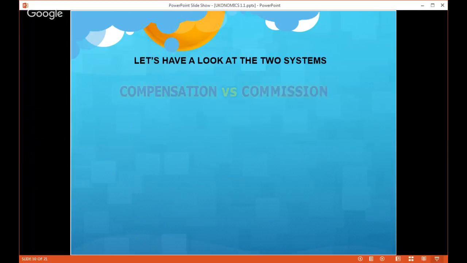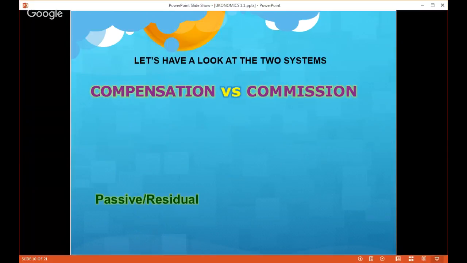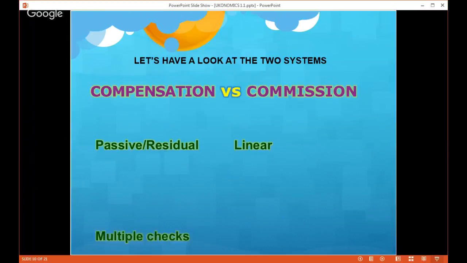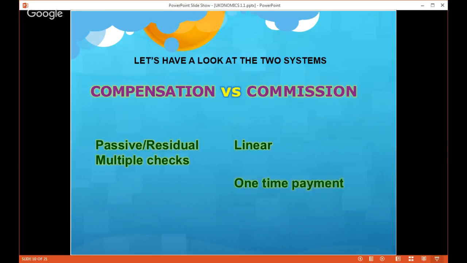Now let's take a look at the two systems. You have the compensation plan and the commission structure. The compensation plan, which is the Ukon, you get paid passive residual income. Every time you make a sale, you'll constantly get paid infinitely. But when you're in the water, you get paid linear. You get paid one time every time you make a sale. With the Ukon, you get multiple checks; one-time payment with the water machine.